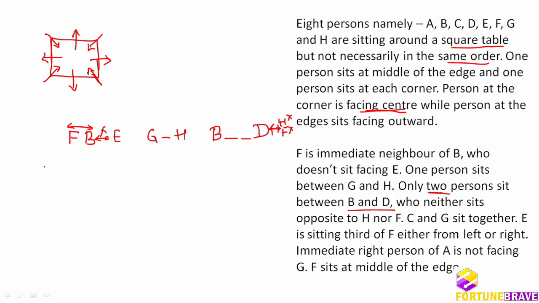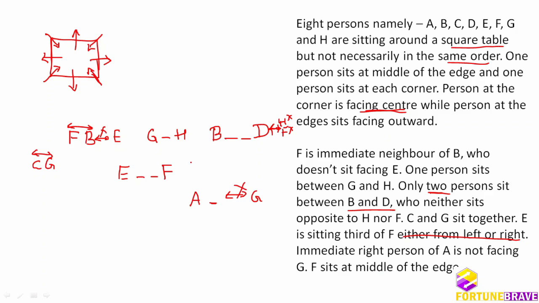C and G sit together. We do not know which side, so I will write it separately. E is sitting third to F, either from left or right. Okay, so this is useless information for now. E is sitting third to F. Which side we do not know still. The immediate right of person A, wherever he is, whoever sits there will not be facing G.